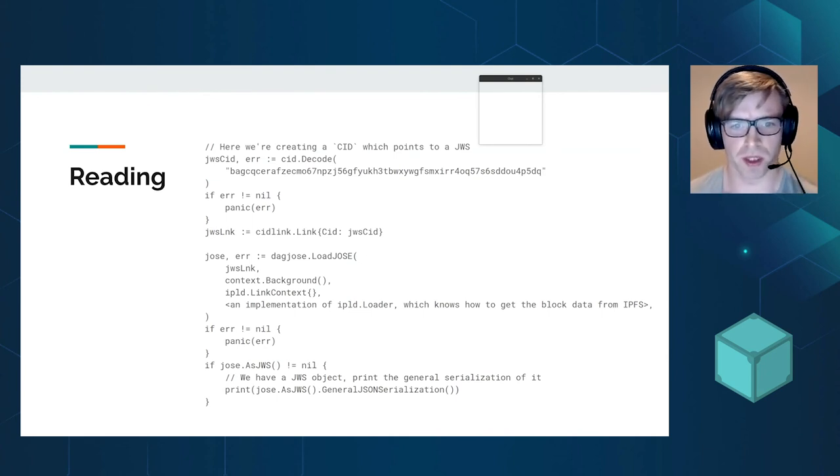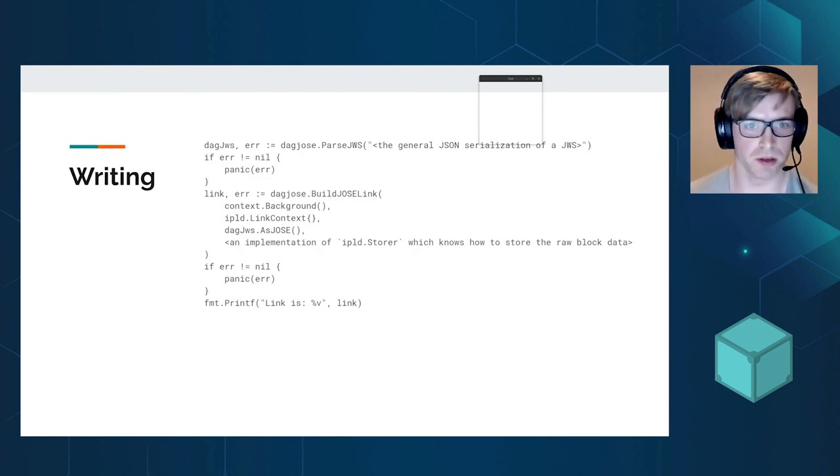The result we get from that function is a union of both JWS and JWE objects, because the spec doesn't tell us what kind of object is in the CID. We know that it's either a JWS or a JWE. So we then have this as JWS method, which will return not nil if the object is a JWS, and if it isn't a JWS, there's another one called as JWE. And then at the bottom, we're just printing out the general JSON serialization of the JWS. So that's where your integration point with a third-party library would sit. You can then pass that general serialization to Go-Jose, or hand it off to any other third-party service that can handle JWS objects.